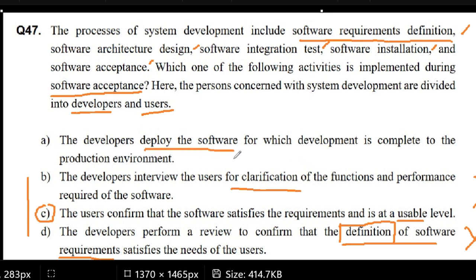and then letter A is saying something about deploying the software for which development is complete to the production environment. I think deployment is maybe a little before the software acceptance, because we deploy it, we install it, and then we need to clarify if it's already usable for the users or not.